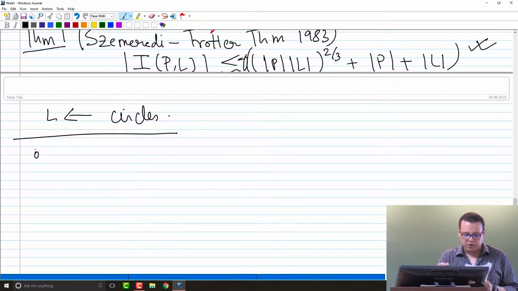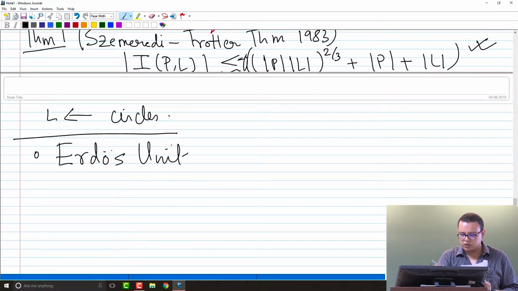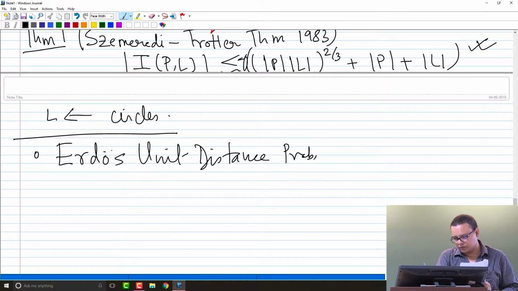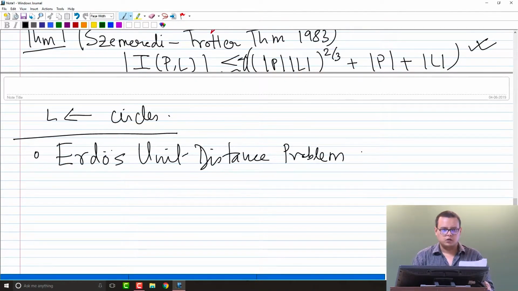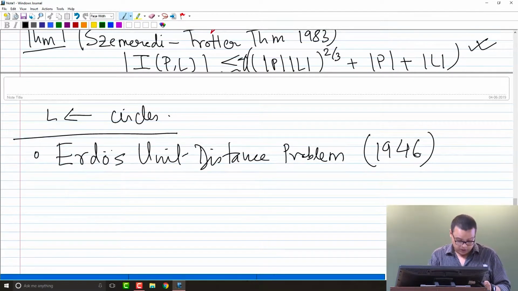So, let us look at another problem. This is another one of the starting problems of discrete geometry, what is called Erdős's unit distance problem. This was introduced in 1946. He introduced two fundamental problems in this paper, which has been a cornerstone problem for discrete geometry for some time now, especially incidence geometry. Okay. So now the question here is the following.